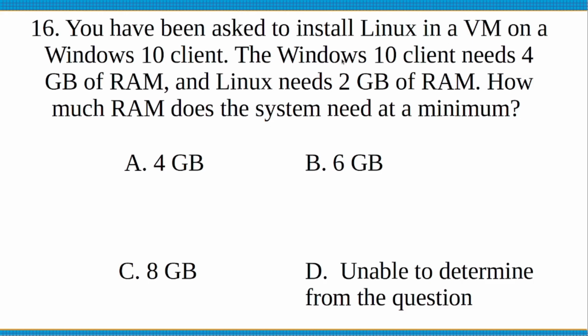Number 16. You have been asked to install Linux in a VM on a Windows 10 client. The Windows 10 client needs 4 gigabytes of RAM and Linux needs 2 gigabytes of RAM. How much RAM does the system need at a minimum? A. 4 gigabytes, B. 6 gigabytes, C. 8 gigabytes, D. Unable to determine from the question. So the answer is 6 gigabytes. So there needs to be enough RAM to support both operating systems. Therefore, the answer is 6 gigabytes because more is better.